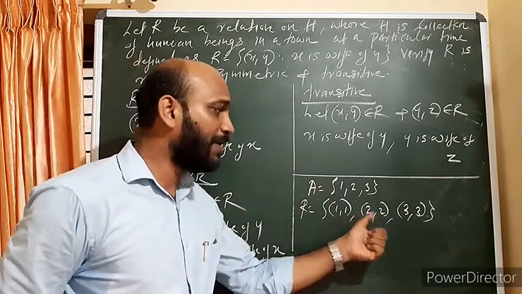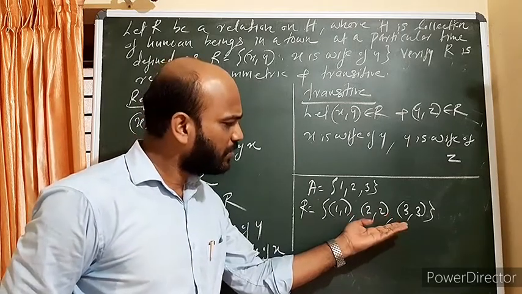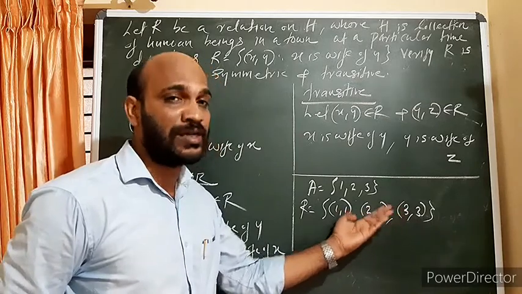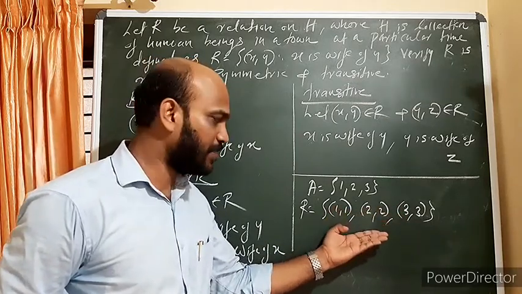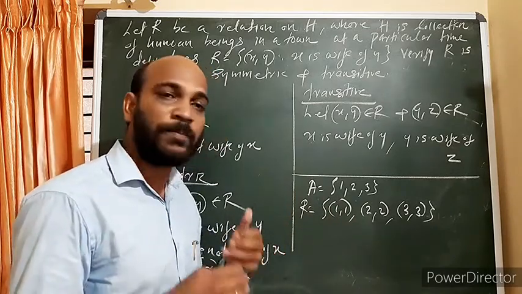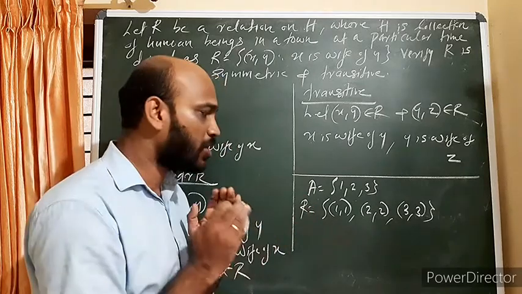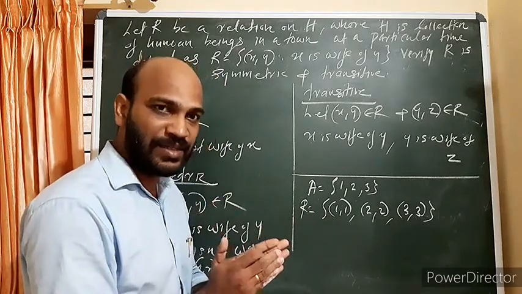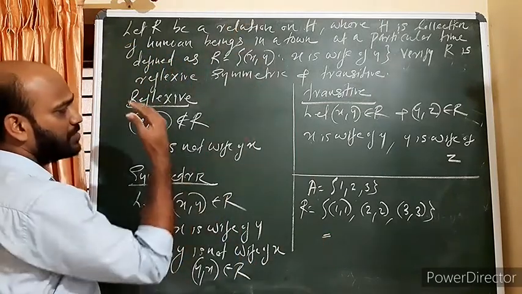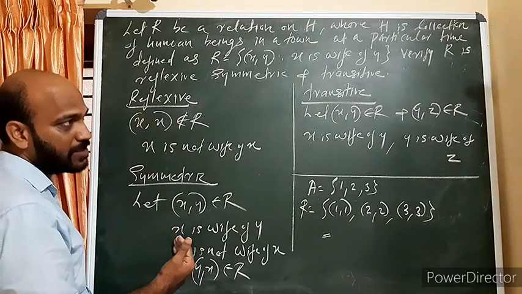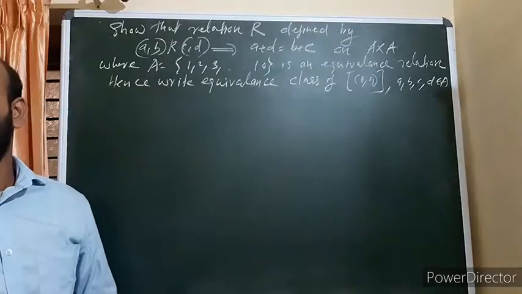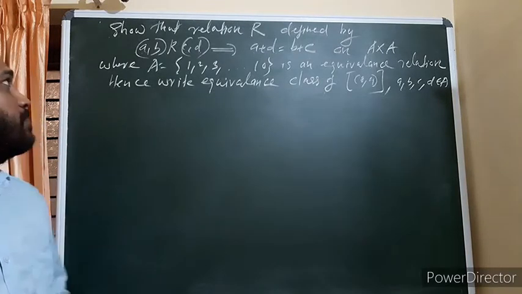AB is there, but BA does not. If you take any example, we cannot prove that it is not transitive. So relation is transitive. Okay. There is no situation like AB belongs to R, BC belongs to R in this case. So you have to take relation is transitive. Okay. That means this relation is not reflexive, not symmetric, but it is transitive. Very important question.